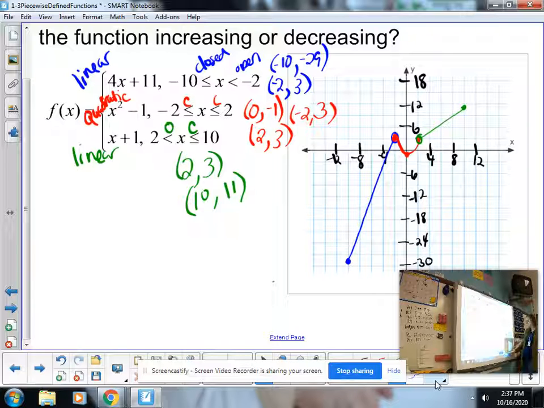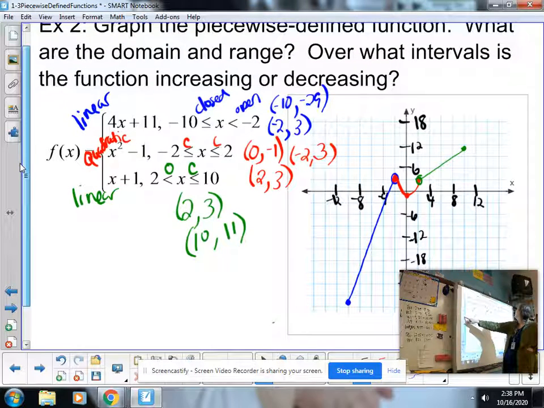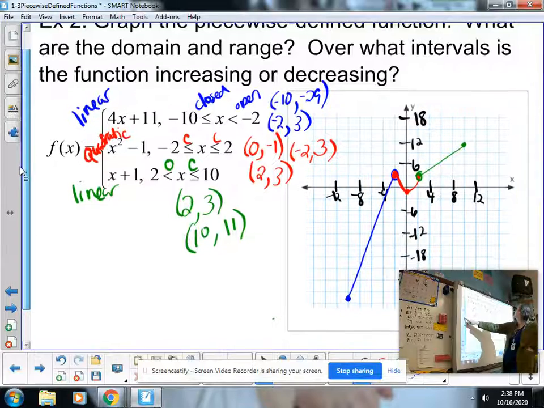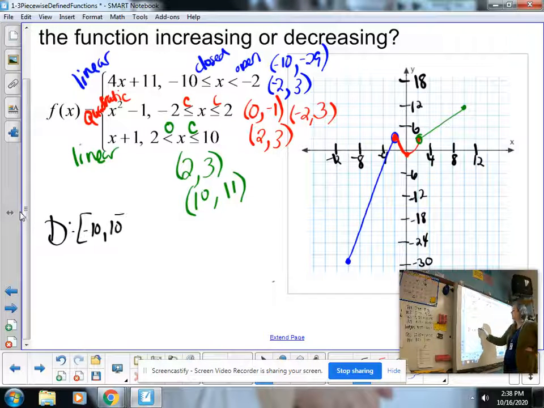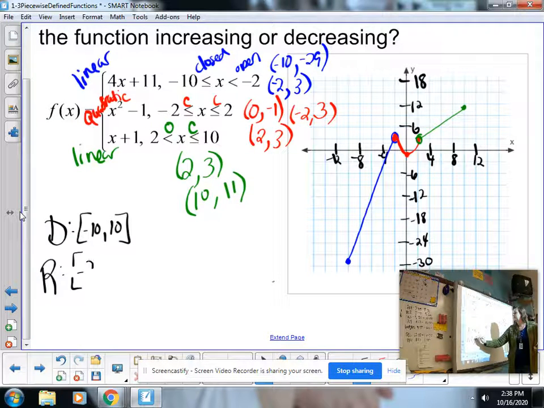And then we have a couple of other things they're asking about in the question. So they want to know, what is the domain and range, and over what interval is it increasing or decreasing? Your domain is going to be all of your X values. We start at -10, we end at 10, and we don't skip anything in between. So my domain is -10 to 10. My range is going to be the lowest to the highest Y value. The lowest Y value that I go down to is -29. The highest Y value we go up to is 11, and we don't skip anything in between.